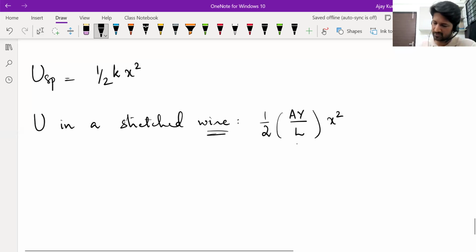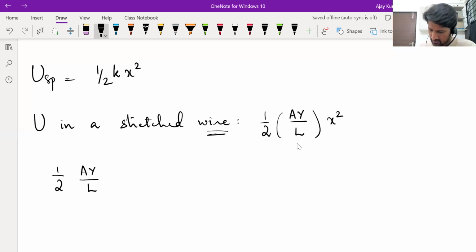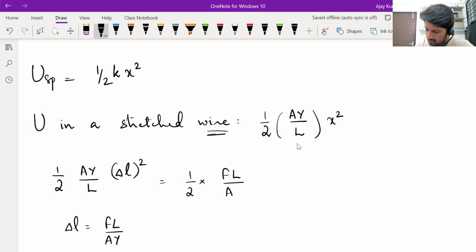Now there are many ways of expressing this. Half into AY by L into x squared, where x is nothing but elongation. You can write it as delta L also, squared. Okay. So this can be written as half. Now elongation in a wire, delta L, you know, is FL by AY. So one of the delta L terms can be replaced with FL by AY. The other delta L term is still there, multiplied with AY by L.